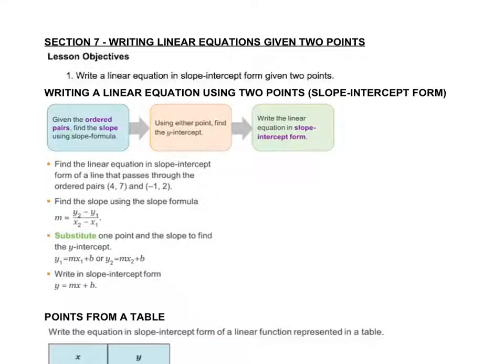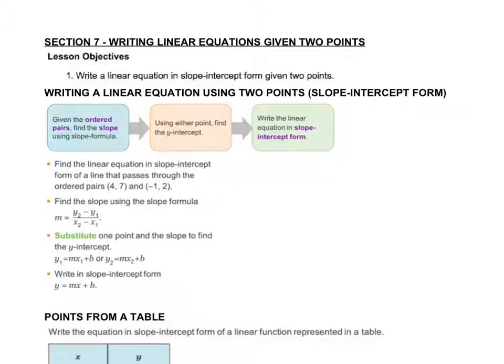This is a video over Section 7, and what we're going to be doing today is writing linear equations given 2 points, okay? And what we're going to be able to do is write these equations in slope-intercept form given 2 points.